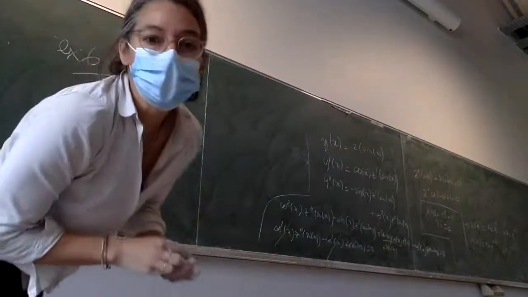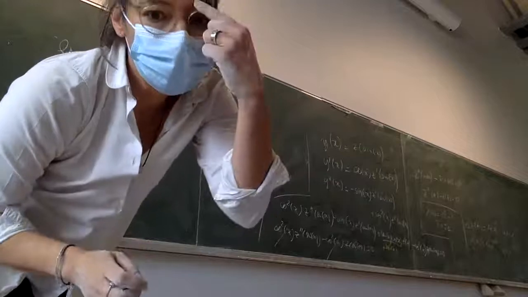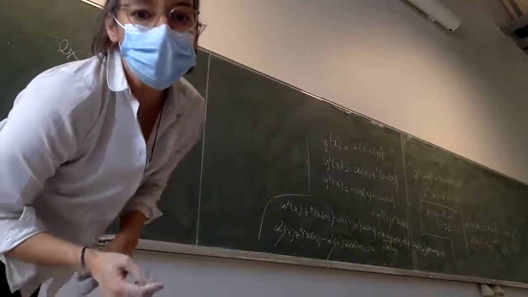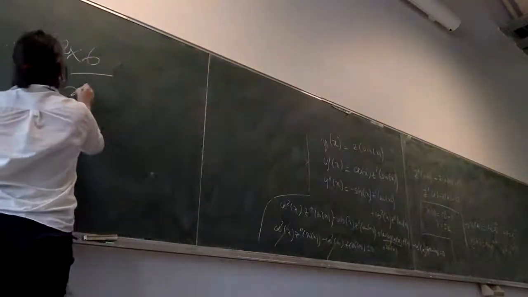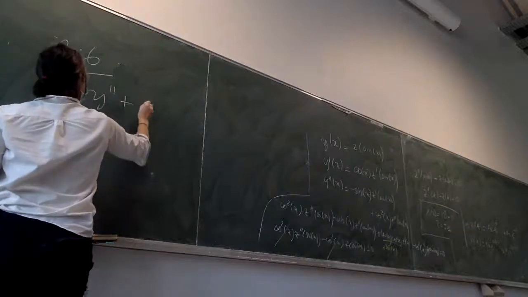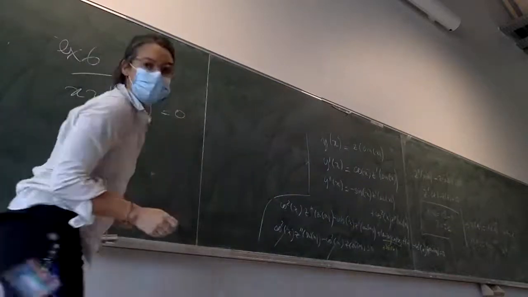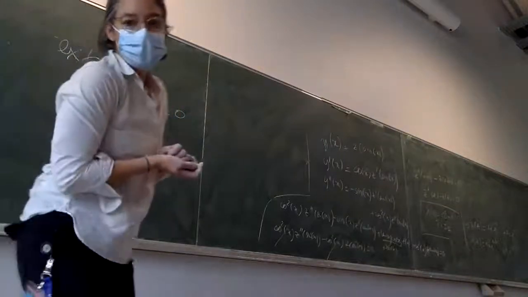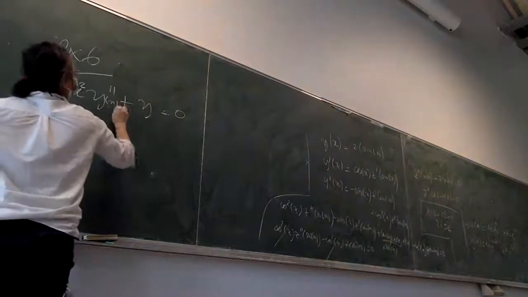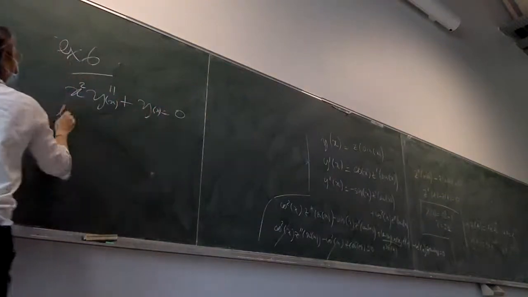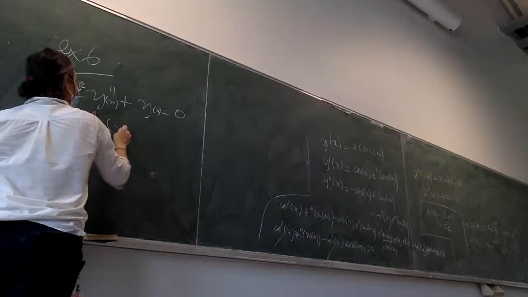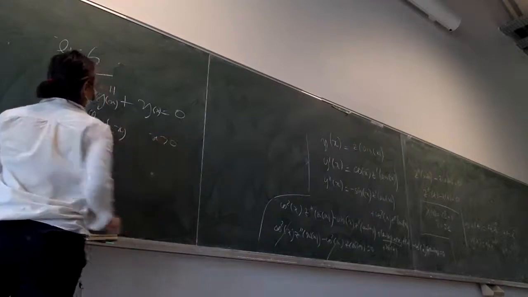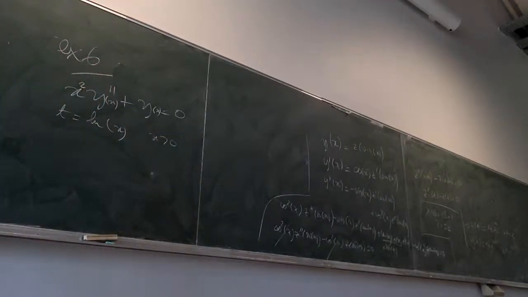So the third one is x squared y second plus y is equal to 0. And we say put t is equal to ln of x. So that's a function of x. Okay, so we do as before.